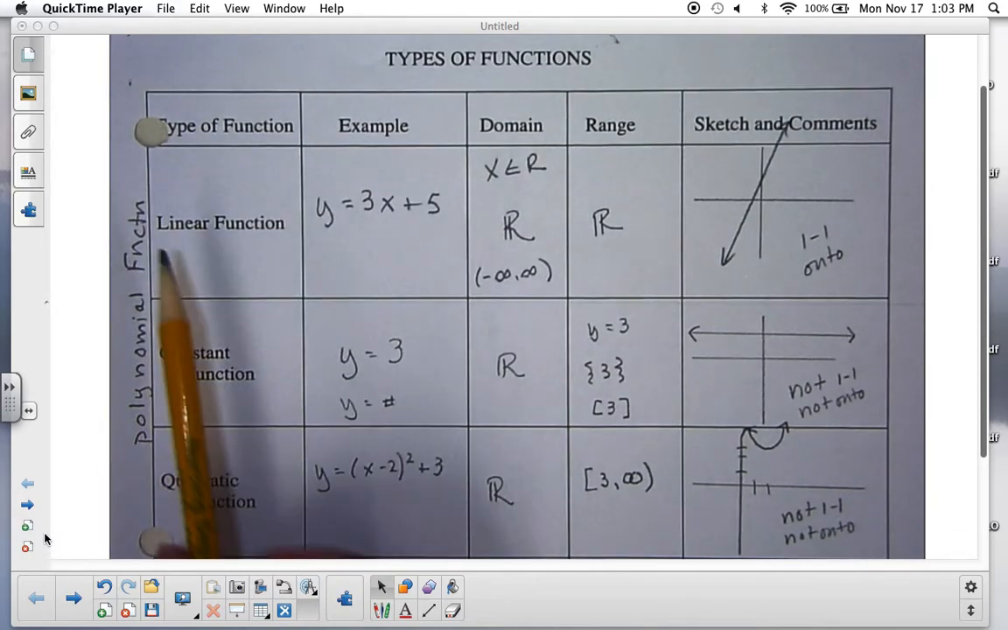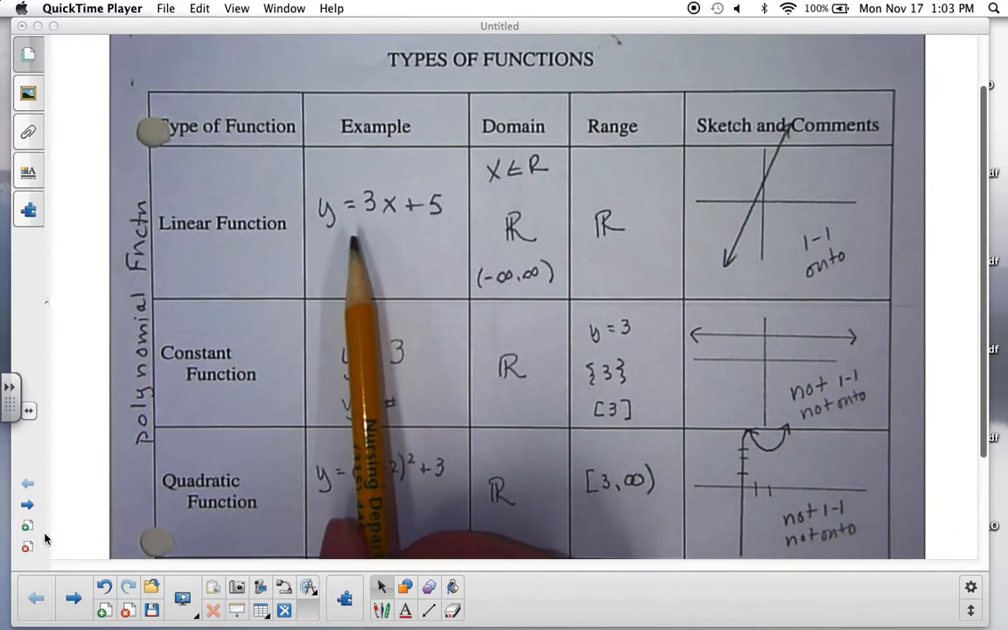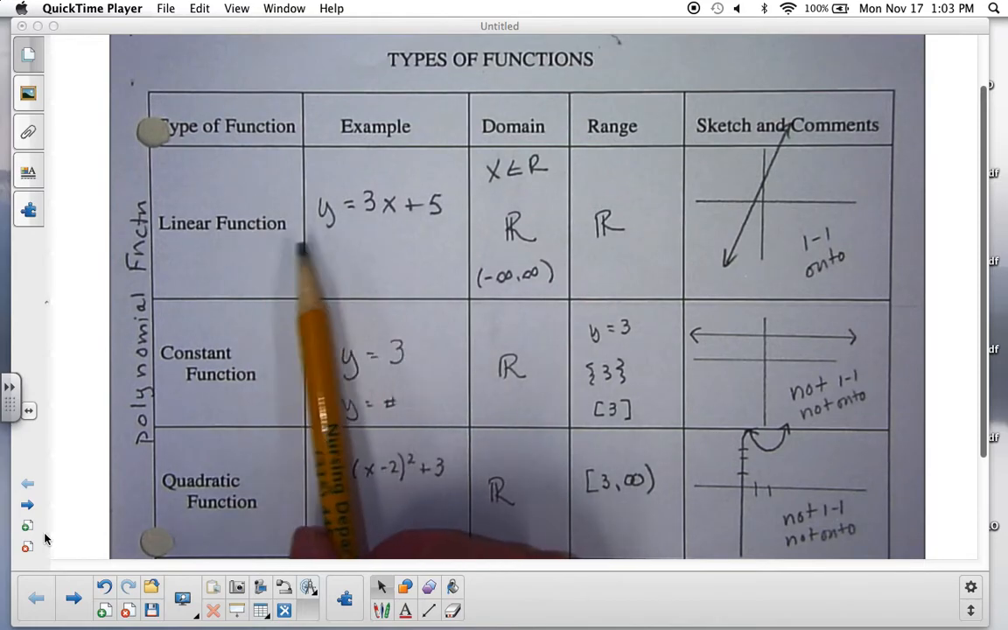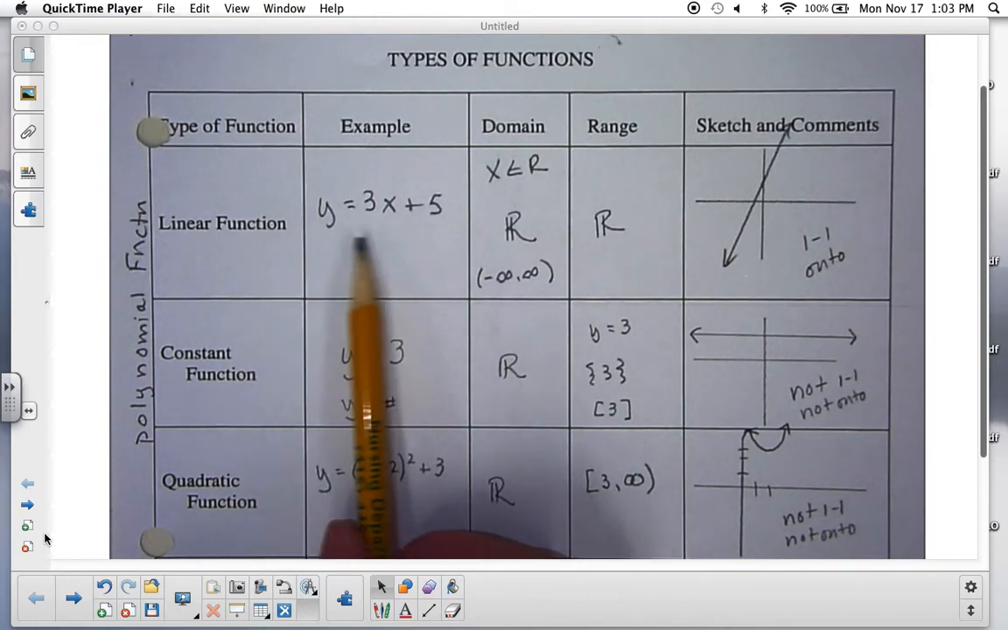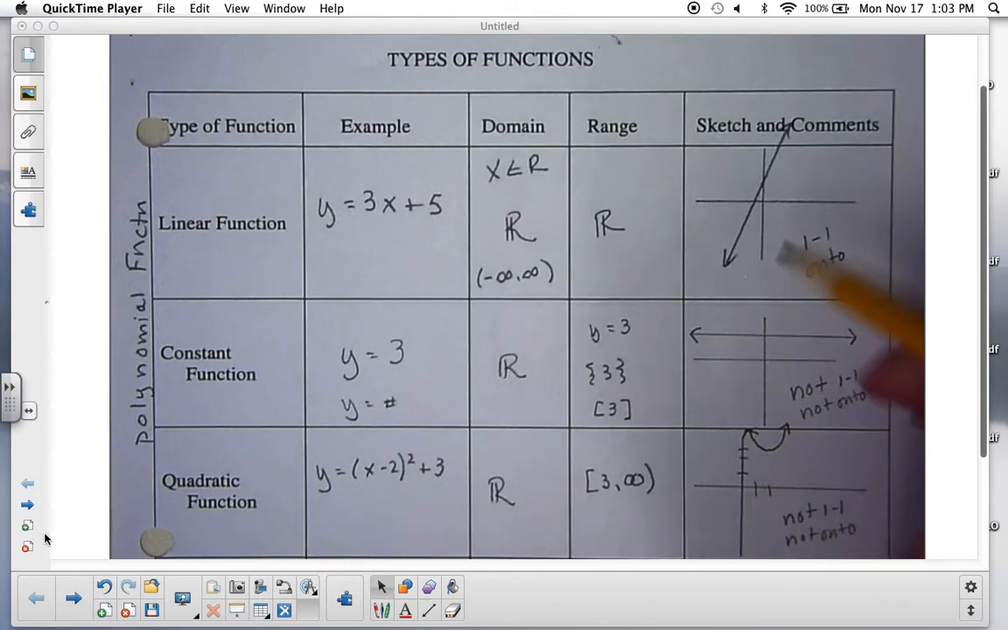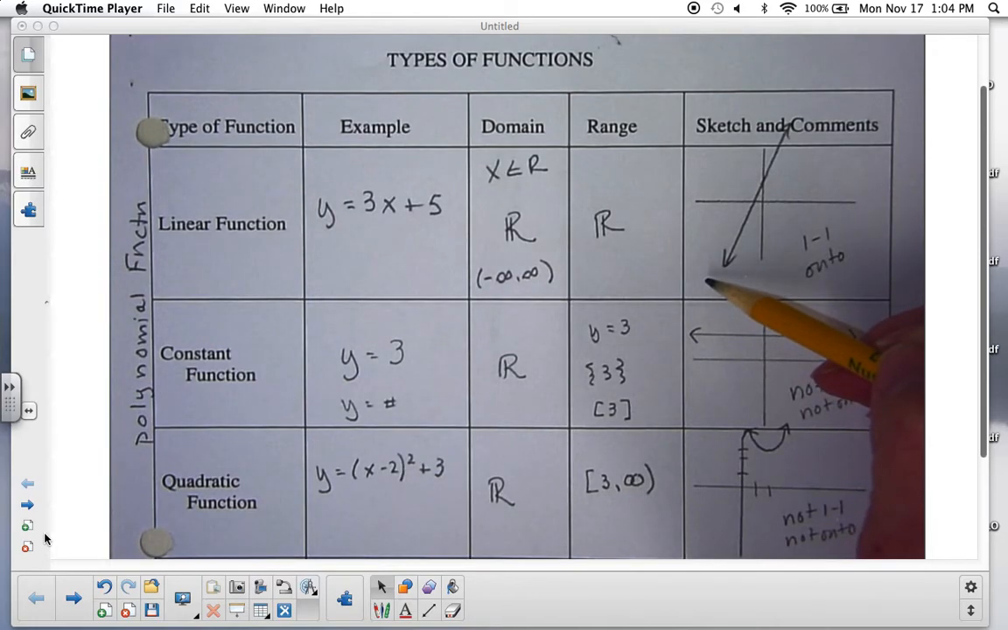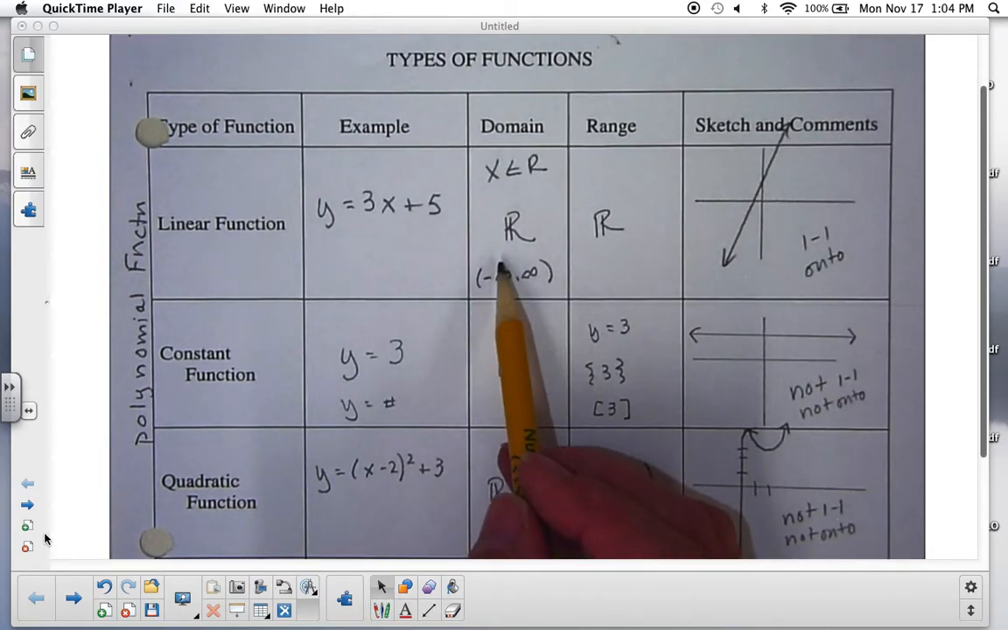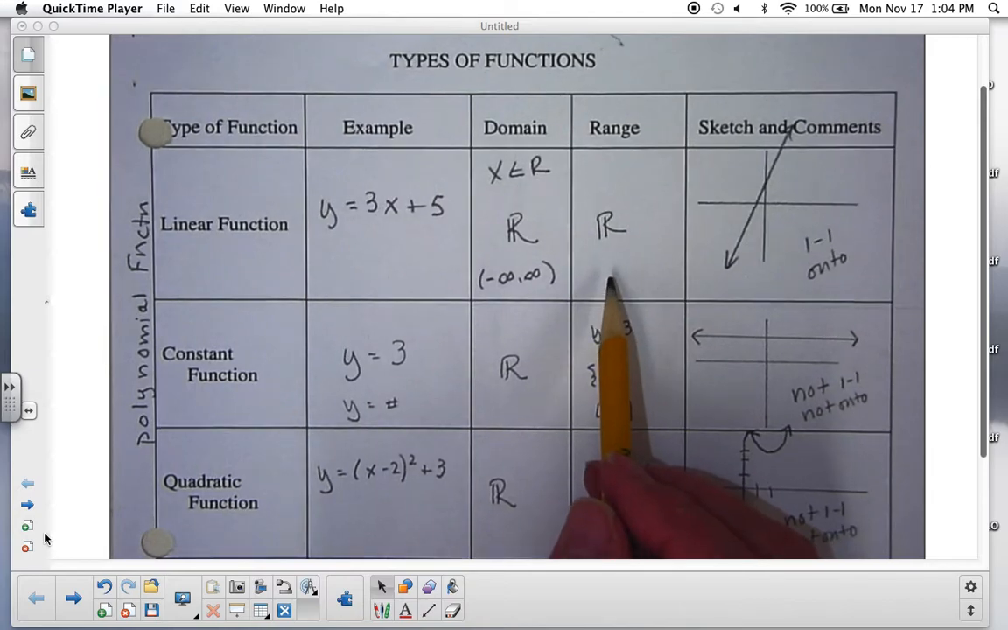A linear function is just a line. So it could have been 2x minus 7, 1/2 x plus 13. It doesn't matter. It's just a line. So basically it's going to look like that, right? A y-intercept of 5, slope of 3. This is just an easy sketch. And so our domain is all real numbers. Our range is also all real numbers.